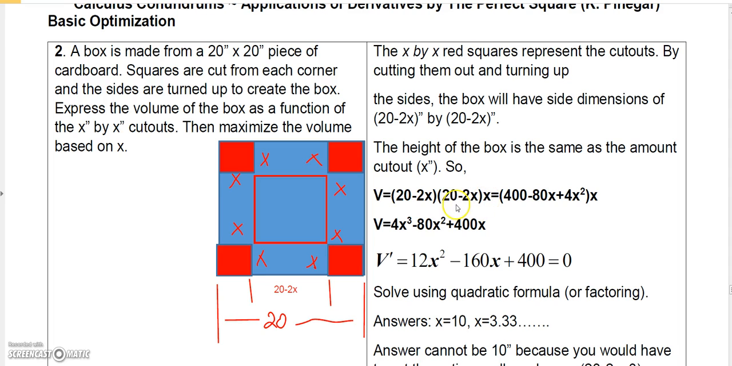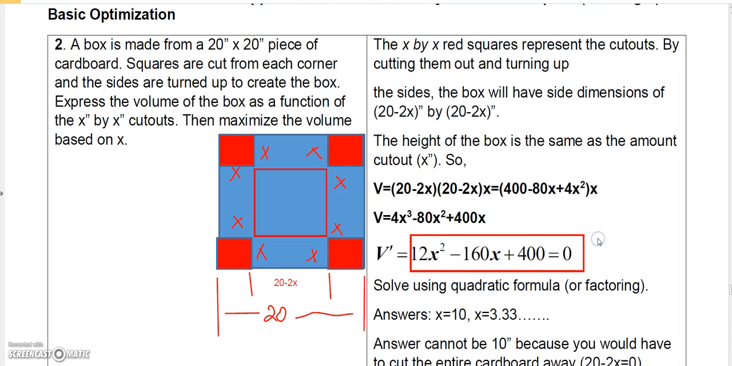So now if we multiply all these together, 20 minus 2x times 20 minus 2x is 400 minus 80x plus 4x squared. Then we multiply all that by x, so the volume of the box is 4x cubed minus 80x squared plus 400x. Now I have my volume written as a function of x. The derivative of that would be 12x squared minus 160x plus 400. And remember, I want to set that derivative equal to 0.